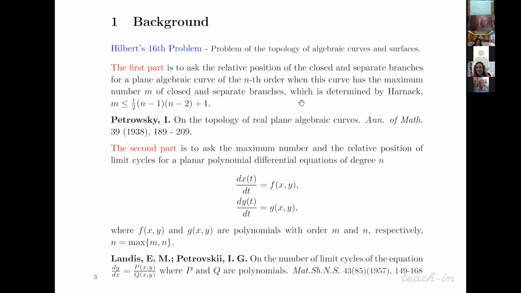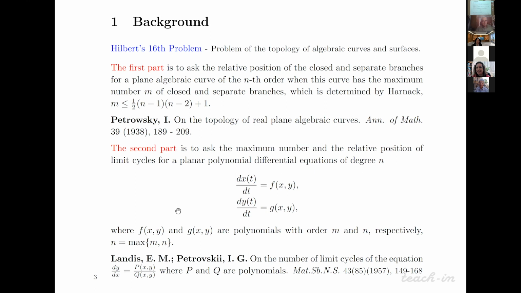On this part, the great mathematician Petrovskii made a great contribution. I found his paper, this one. And the second part asks, for a planar polynomial differential equation of degree n, how many limit cycles there can be. Also the great mathematicians Leontovich and Pontryagin made great contributions to the second part.